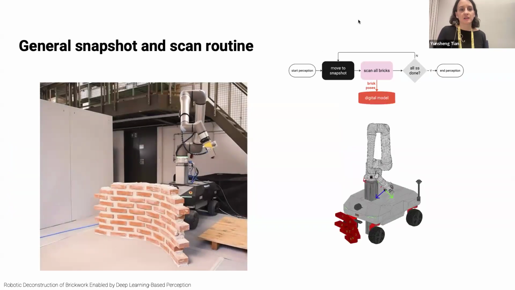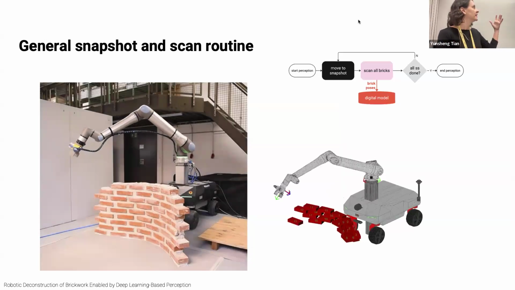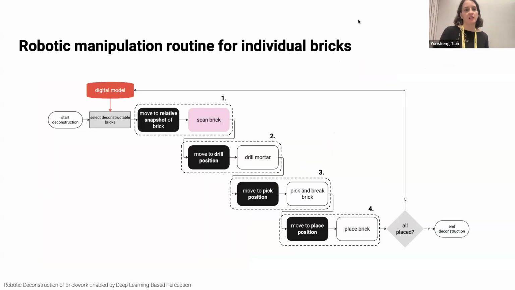Now, having this object detection within a structure, how such a deconstruction process starts is that we first take an initial snapshot and scan to detect where our object is, basically. And then we have an iterative routine where we always obtain a refined estimation of individual bricks. Then we derive from that, whether there's mortar or no mortar, different manipulation routines: where to drill the mortar joint and then how to break the brick apart. And this goes on until the full wall is disassembled.